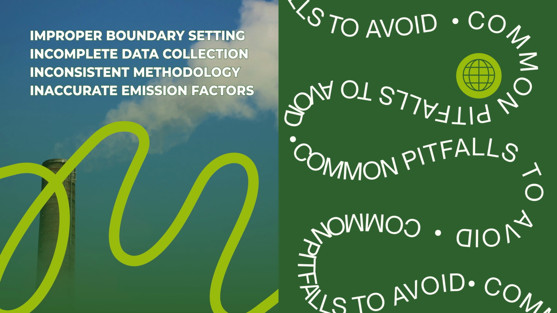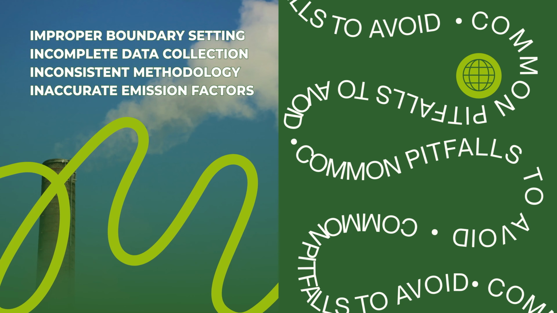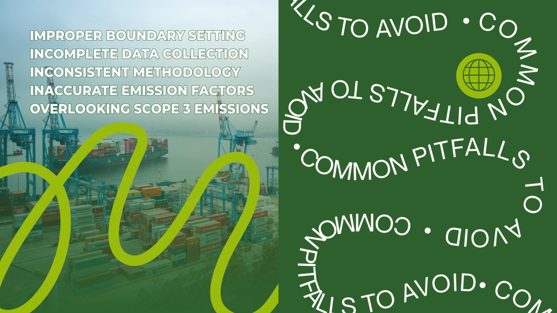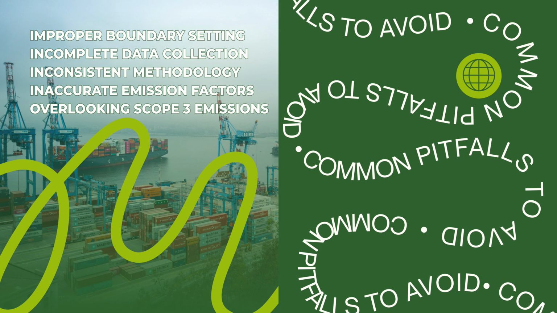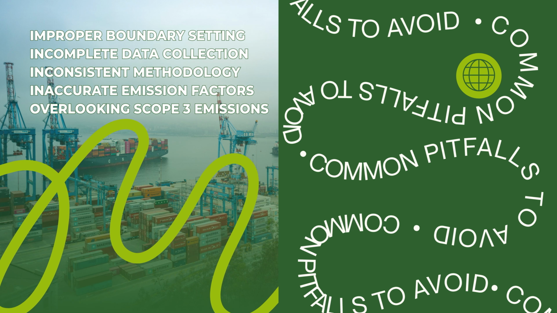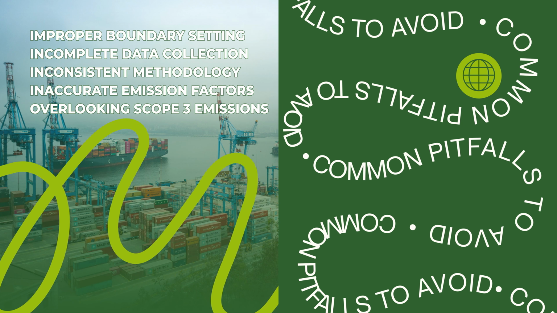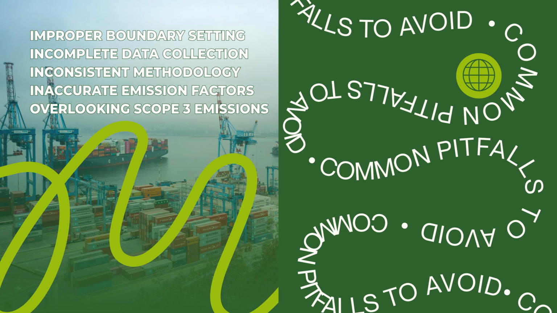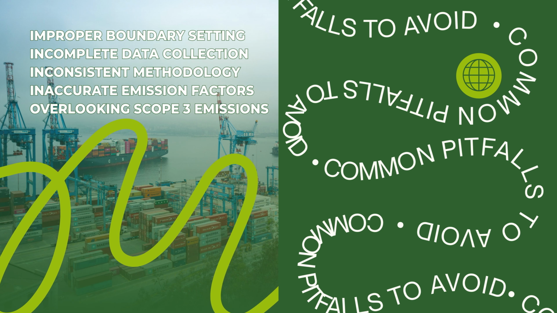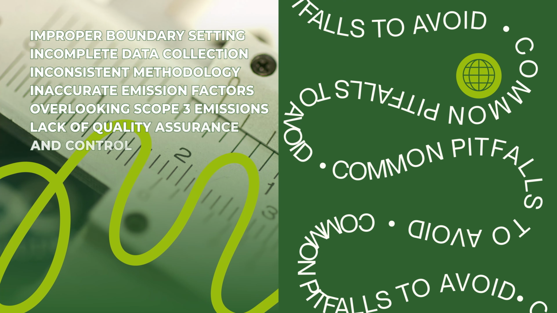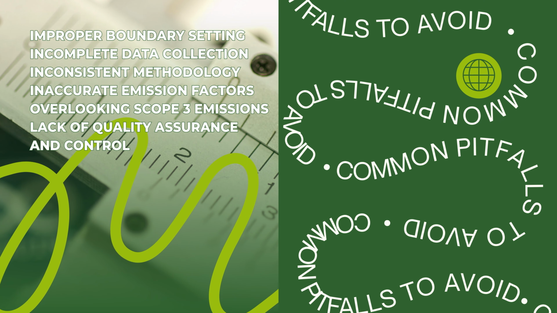The fifth and arguably most common is overlooking Scope 3 emissions. Scope 3 emissions, which occur in an organisation's value chain, are often the largest contributor to its carbon footprint. Failing to account for these indirect emissions can severely underestimate your overall impact. To avoid this, identify and quantify your most significant Scope 3 emission sources, such as purchased goods and services, business travel, and raw material. The sixth is lack of quality assurance and control.